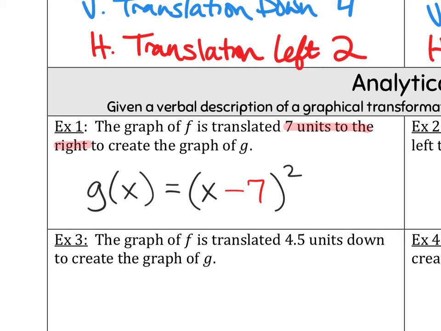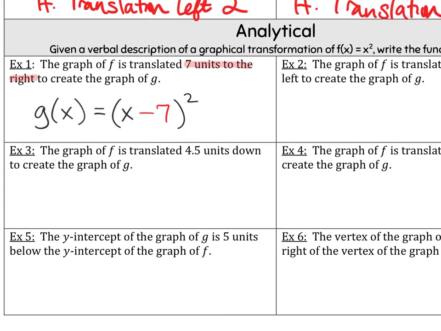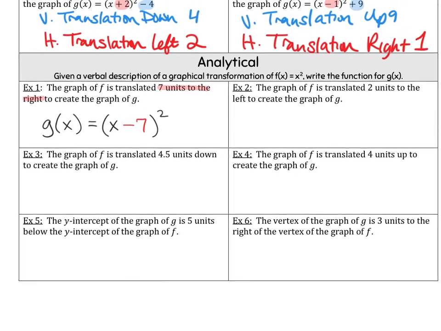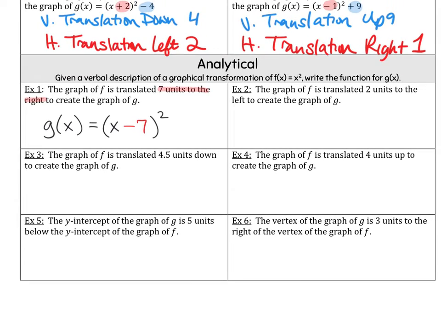Can you do the rest of them? I know 5 and 6 are going to be a challenge, but I want you to try before you say you can't do it. Let's do a quick check here and see how we did on these. On number 2, it says the graph of f translated 2 units to the left. Left is going to be inside, so we know we need a set of parentheses here. And to go to the left, we're going to add 2.